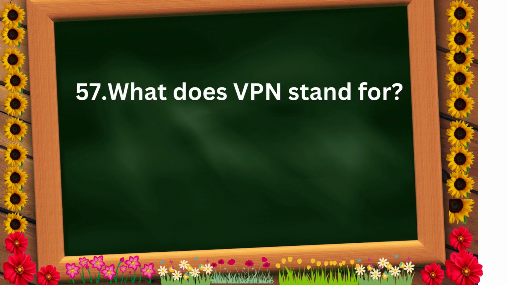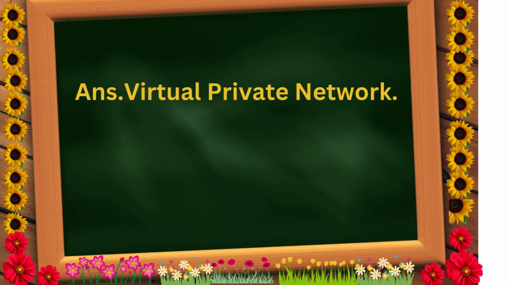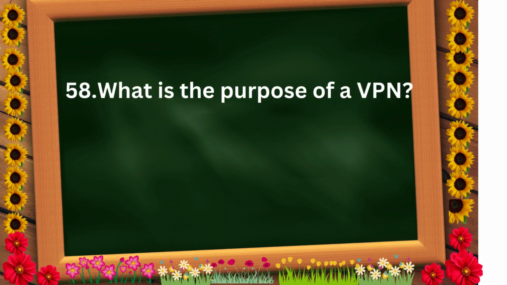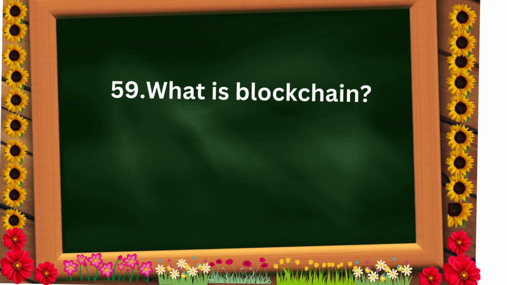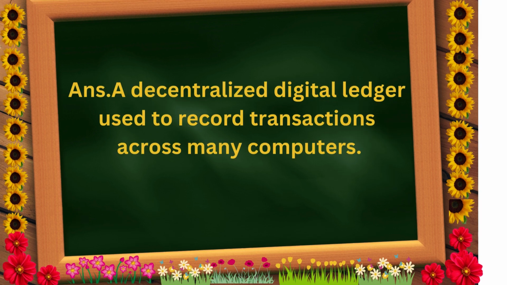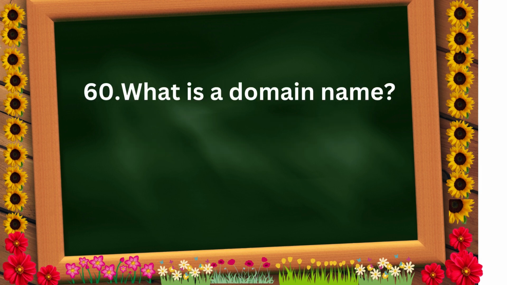What does VPN stand for? Virtual Private Network. What is the purpose of a VPN? To create a secure connection over a less secure network, such as the Internet. What is blockchain? A decentralized digital ledger used to record transactions across many computers.